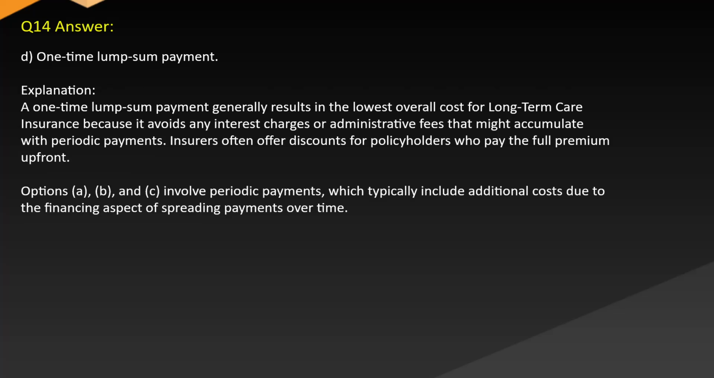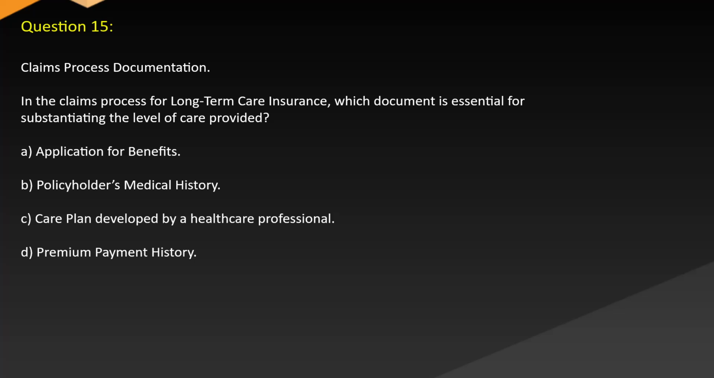Answer: D. One-time lump sum payment. Explanation: a one-time lump sum payment generally results in the lowest overall cost for long-term care insurance because it avoids any interest charges or administrative fees that might accumulate with periodic payments. Insurers often offer discounts for policyholders who pay the full premium upfront. Options A, B, and C involve periodic payments, which typically include additional costs due to the financing aspect of spreading payments over time.